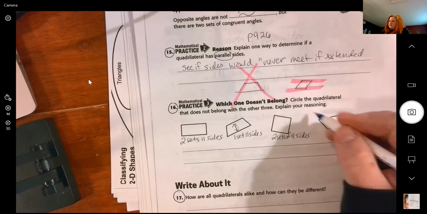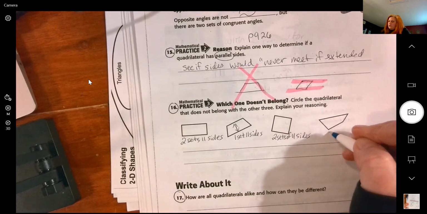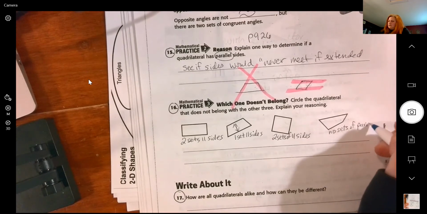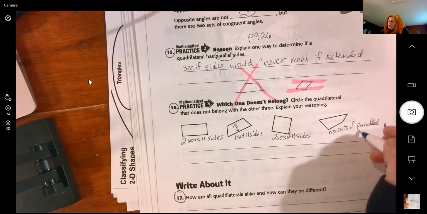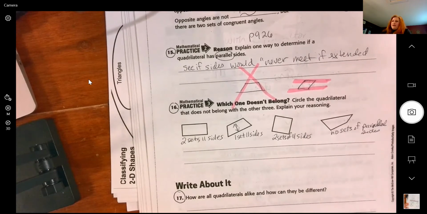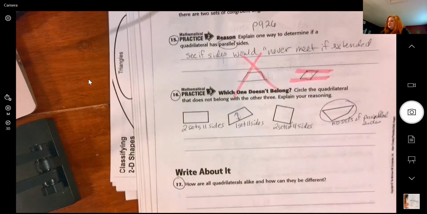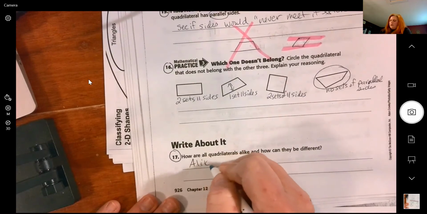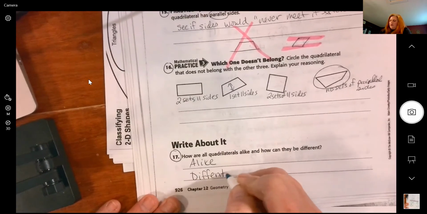None. If we extended these, they would cross. If we extended these, they would cross. No sets. So which one doesn't match? This one. And I'll let you go ahead and make sure you answer why. Give me one way the quadrilaterals are alike and one way that they are different.